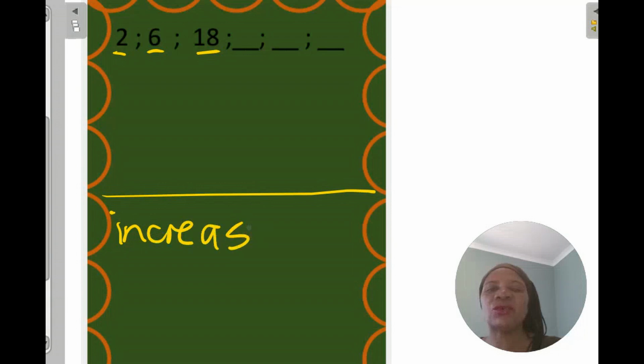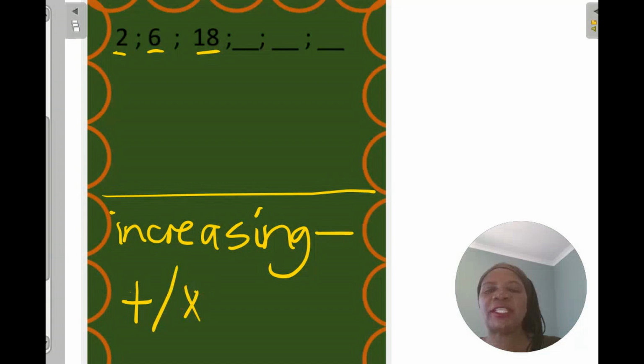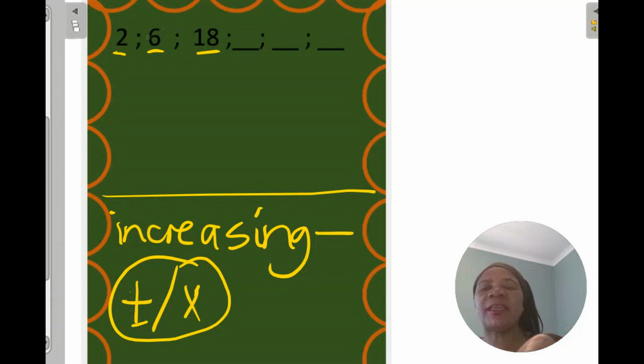Okay, so when the sequence is increasing, what are we looking at? We are looking at addition or multiplication. If we look at addition, let's look at the differences here. 2 to 6, we have 4, and 6 to 18, we have 12. So you can see that it's not consistent. The difference is not the same, so we are not adding here.